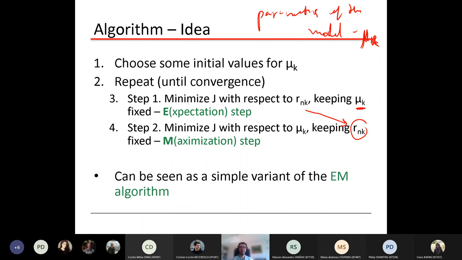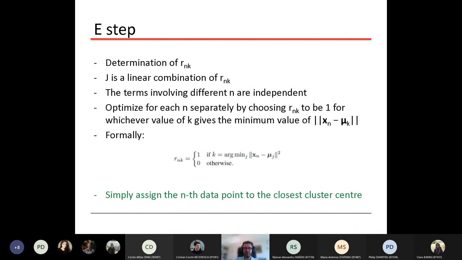What K-means does is, first, keeping the parameters fixed, like the old parameters, we find the best assignments that explain these parameters. Then, having the best assignments for this step, we update our parameters, in our case the centroids, in order to get a better assignment in the next step. We do this repeatedly until we reach convergence. And this K-means algorithm can be seen as a very simple variant of the expectation maximization algorithm that we're going to talk about in the lecture.